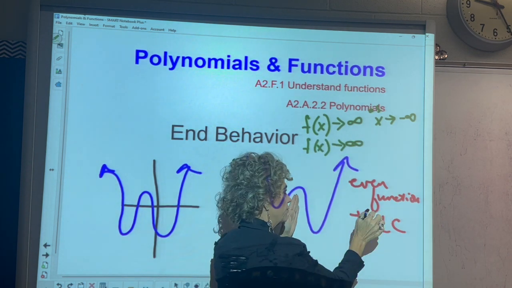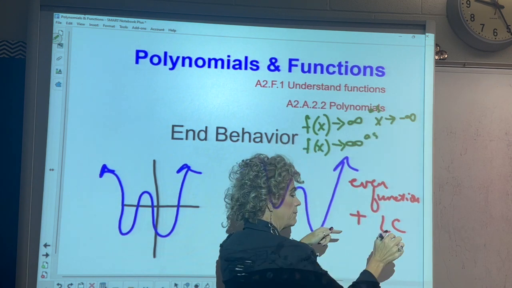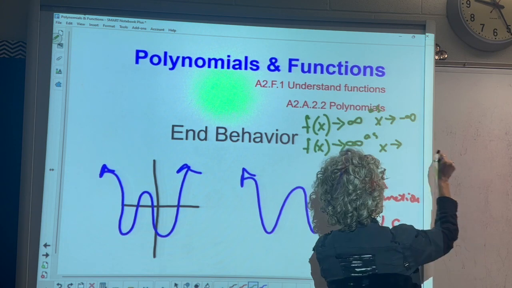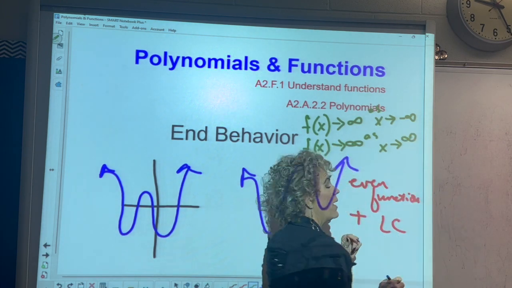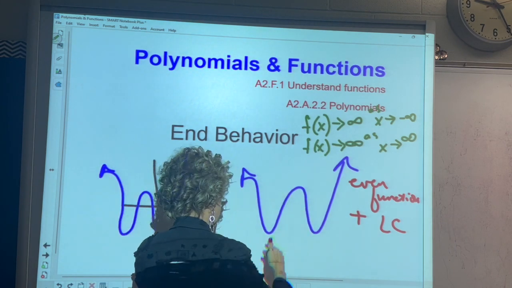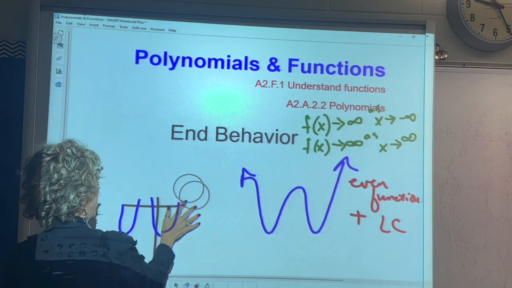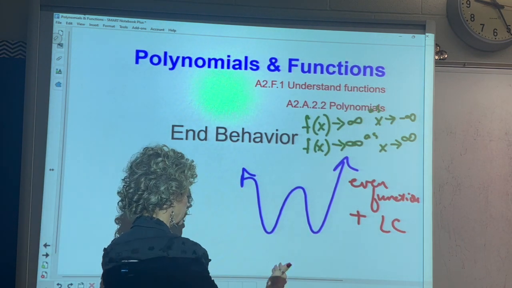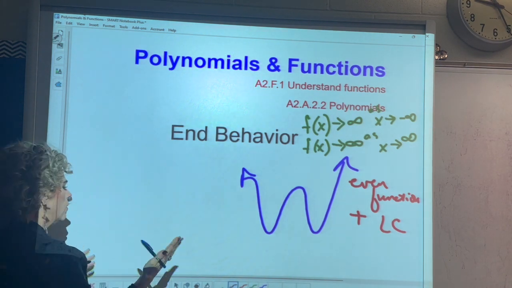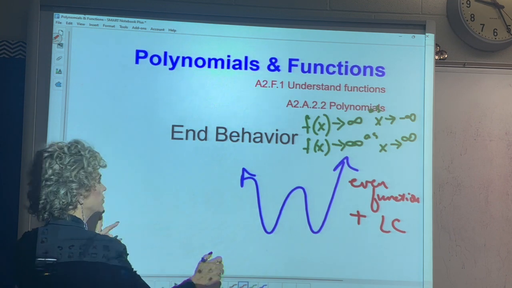But my input value, my x values, go right, and right indicates positive infinity. Again, we're only concerned with the ends of the graph. I don't care where it lies on the coordinate grid. Now, just real quick, I'll do another one.